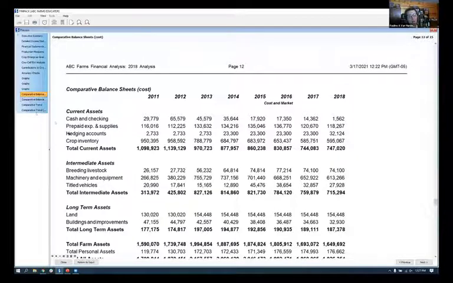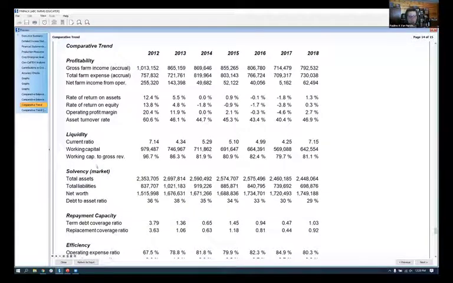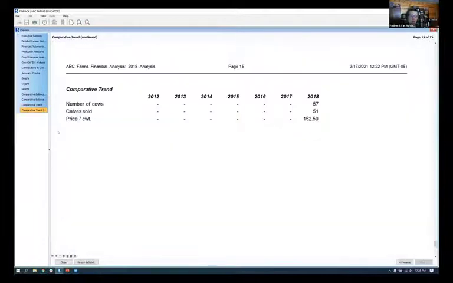And then other historical information here includes that comparative balance sheet over time. So we have both the cost and market balance sheet, and then other trend information. This is financial trends here to start: our profitability, liquidity, all of our different types of measures. And then on the second page, we get a quick look at the trends of our different enterprises as well. Here we hadn't done as much detailed enterprise analysis work, or maybe beef production is new to this farming operation, but if you had that year over year, you would certainly see the different trends.